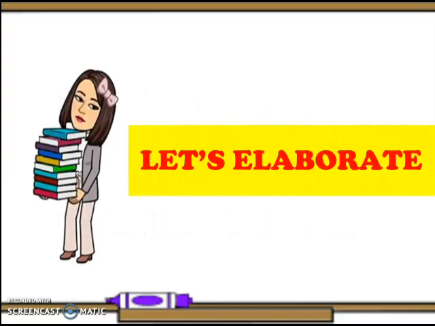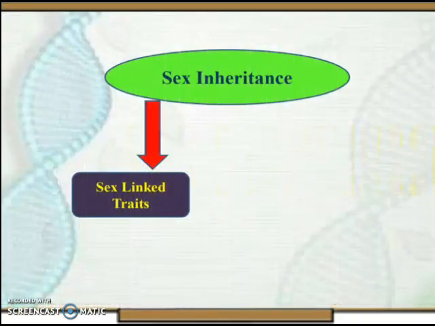Let's elaborate. Some traits are located on the sex chromosomes, so the inheritance of these traits depends on the sex of the parent carrying the trait. Most known sex-linked traits are X-linked, or carried on the X chromosome. This is probably because the X chromosome is much larger than the Y chromosome.